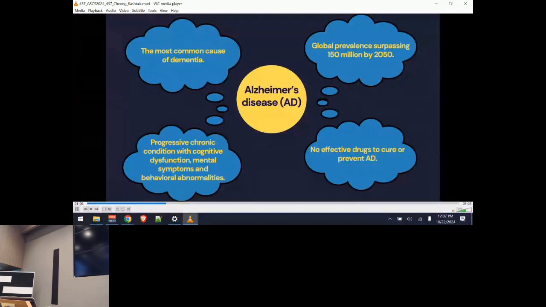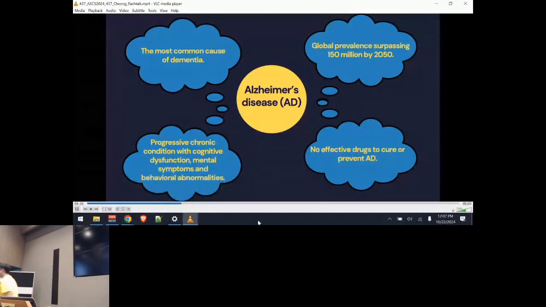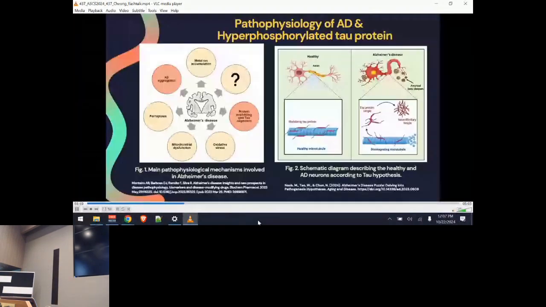This is an important point to know because it highlights that effective treatment for Alzheimer's disease remains an unmet medical need. Despite significant investment of resources and numerous research efforts in this area, this gap is what our research aims to address. Figure 1 shows the main pathophysiological mechanism involved in Alzheimer's disease.